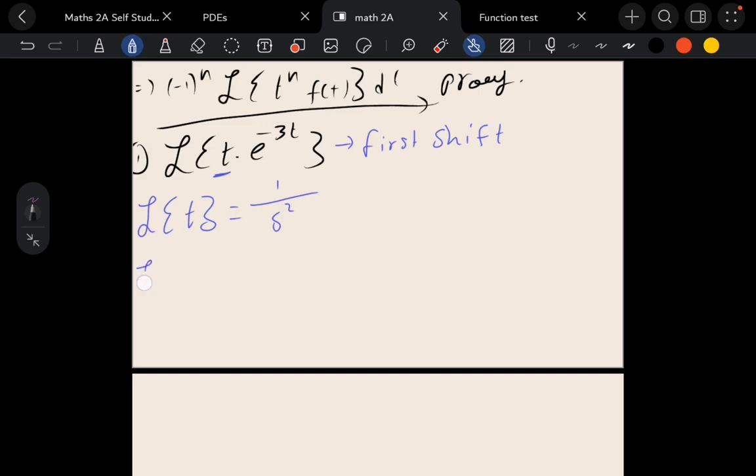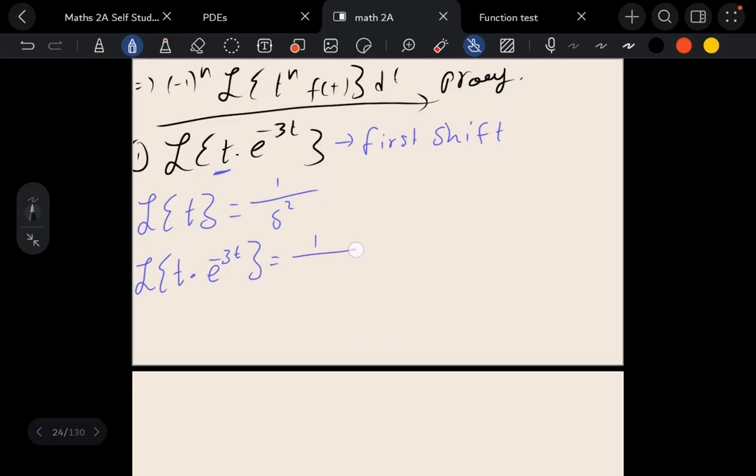And then the first shift says, since this t is multiplied by e to the power of a particular exponent, I'm going to subtract negative 3. So I'm going to have 1 over (s plus 3) all squared. So this is your final answer by using the first shift.